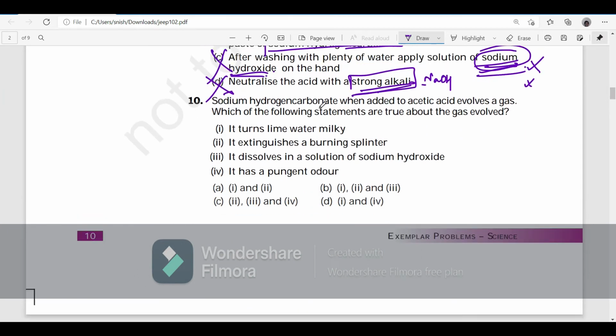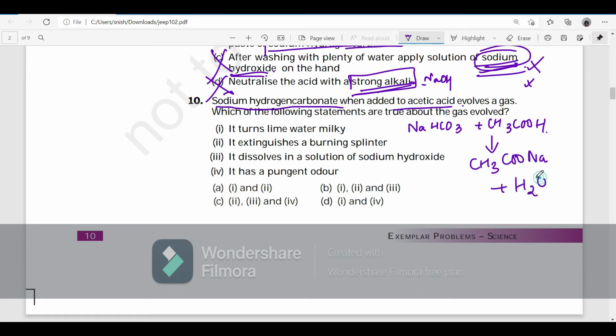Sodium hydrogen carbonate when added to acetic acid evolves a gas. Which of the following statements are true about the gas evolved? NaHCO3 along with acetic acid will yield CH3COONa, water and CO2. CO2 is being evolved. So the test for CO2 is of course the lime water turning milky. So this is correct. It extinguishes a burning splinter.